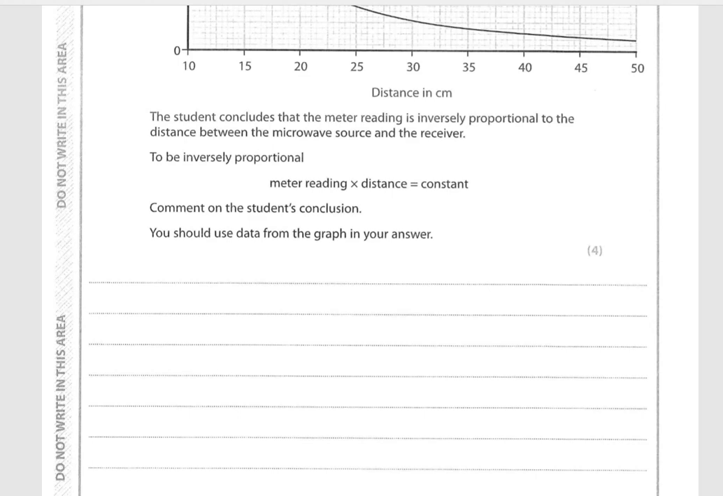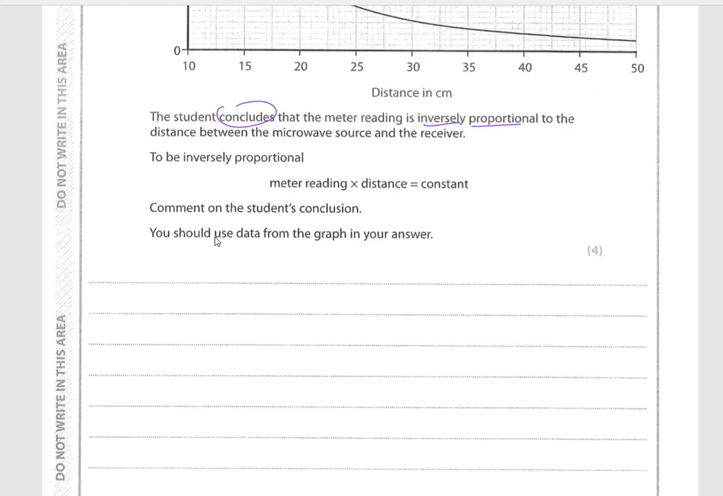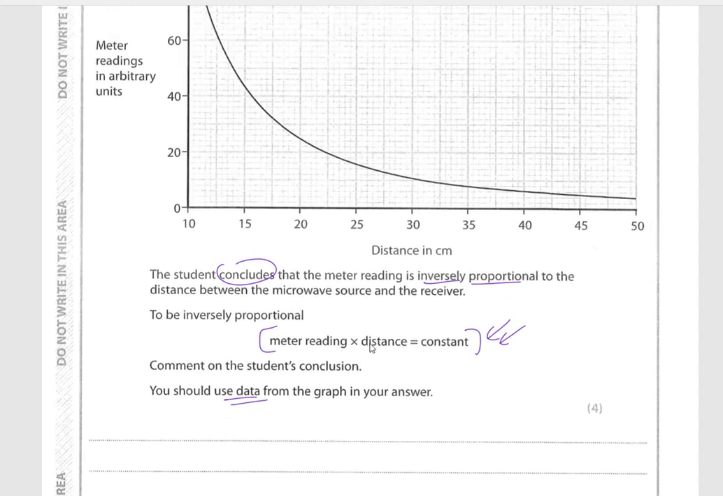That's a very nice question here, graph question. Now the student concludes that this reading is inversely proportional. Okay, good. Now to be inversely proportional, this is what must happen. We need to use data from this graph to check whether what the student said is correct or incorrect.